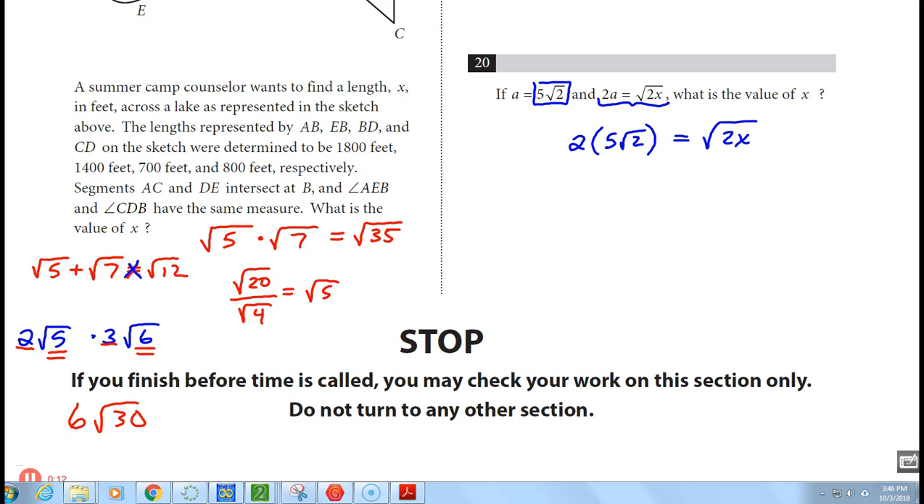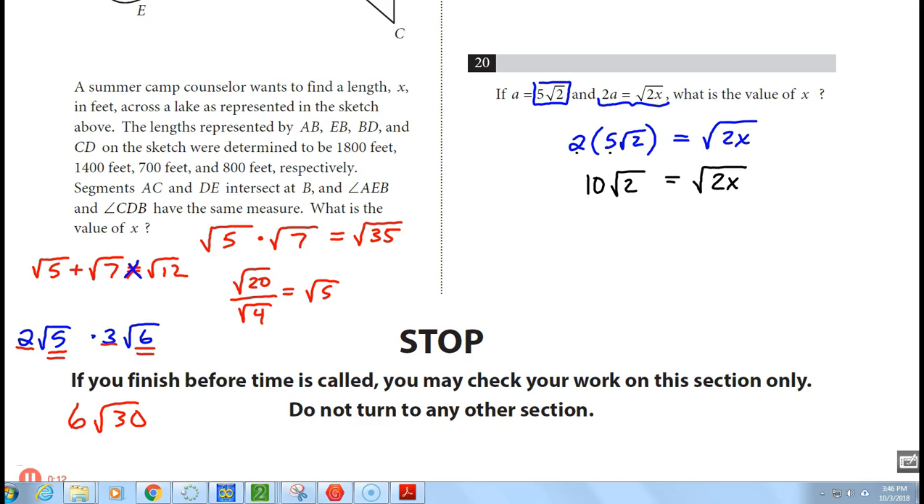So looking over here to the right, let me show you why I did this scratch work. I'm multiplying 2 times 5 radical 2. So I can multiply the 2 times 5 together and get 10 radical 2. Over here, this is radical 2x, and I'm not doing anything there. So basically, I've just doubled 5 radical 2.